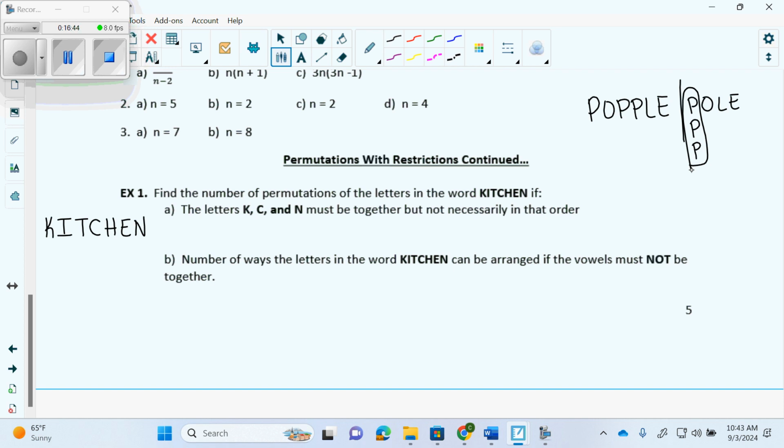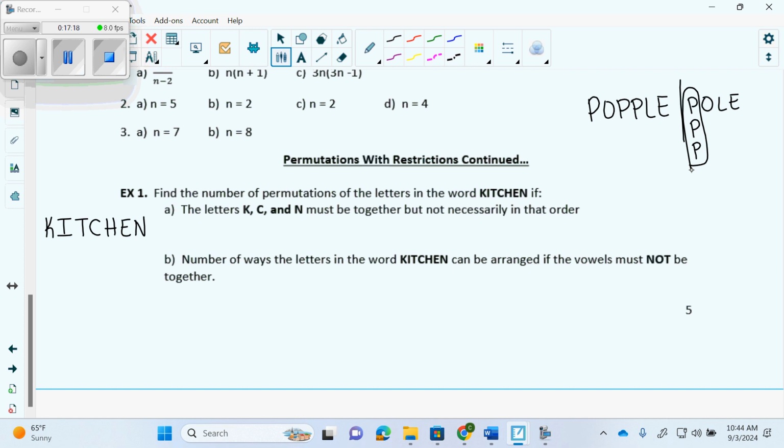Okay, so we have the word kitchen. So here it says letters K, C, N must be together, but not necessarily in that order. So we have K, C, and N have to be together. Not necessarily in that order, correct? It could be NCK, it could be NKC, it could be all out of order. And then these letters have no restrictions. They just don't have to be together with K, C, and N. Okay? We'll leave that there for a second.